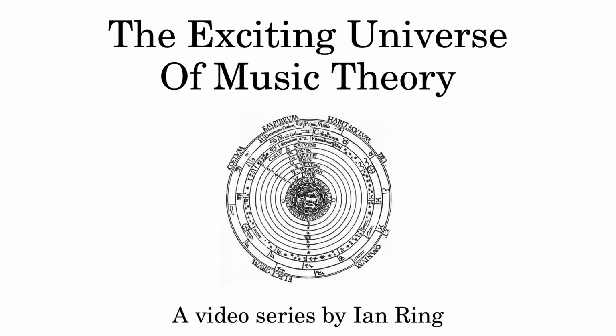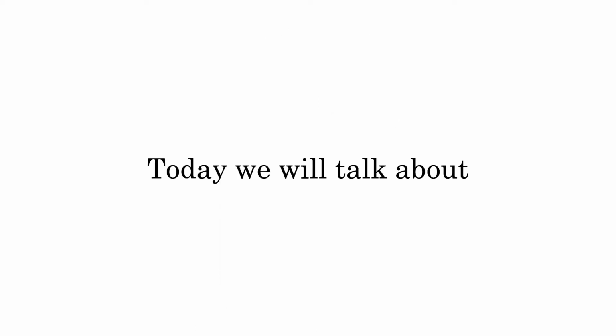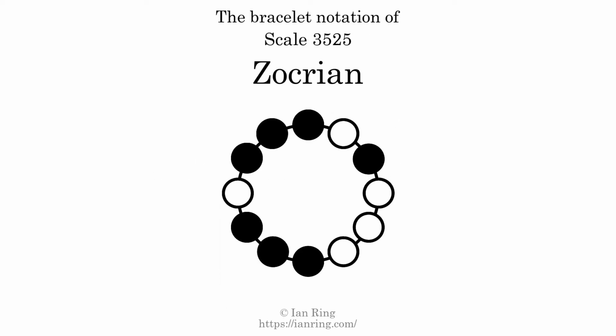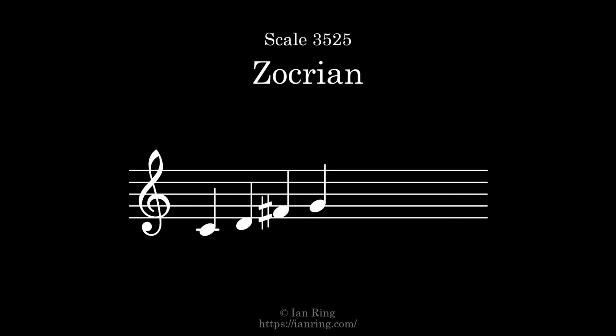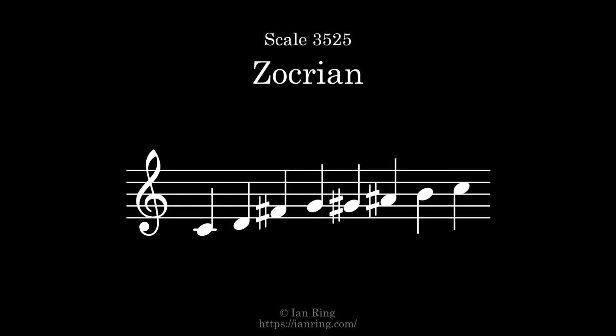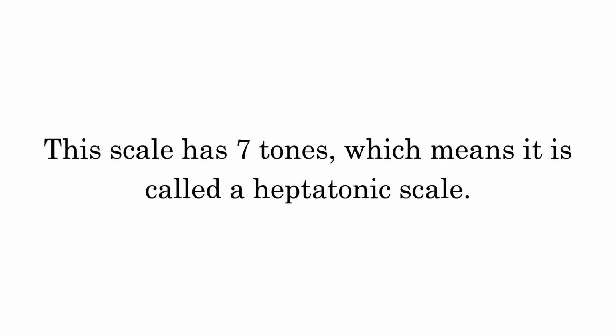Welcome to the exciting universe of music theory. Are you ready to learn? Then let's begin. Today we will talk about Scale 3525, Zocrian, which sounds like this. This scale has 7 tones, which means it is called a heptatonic scale.